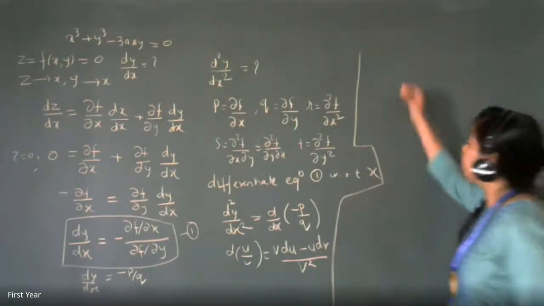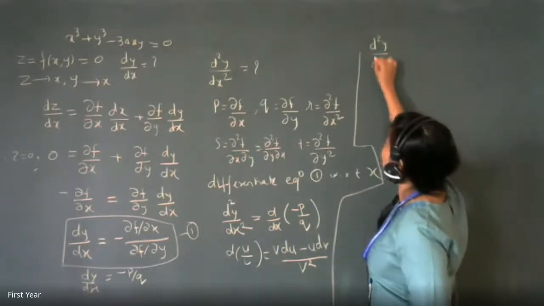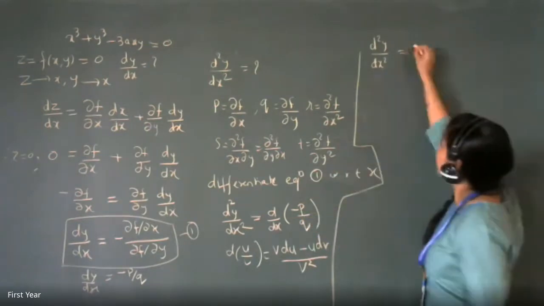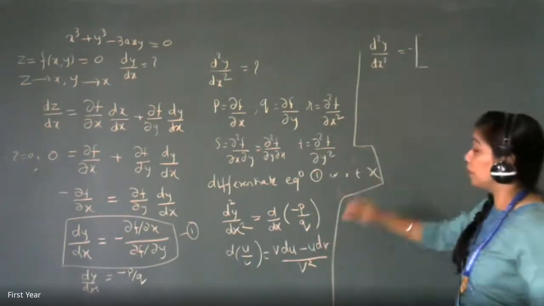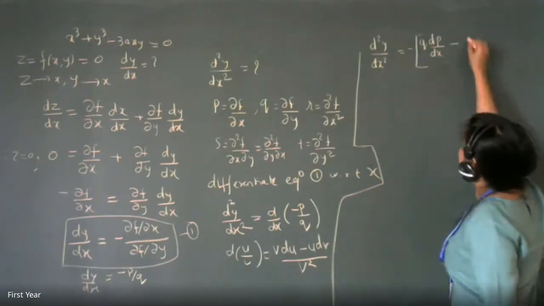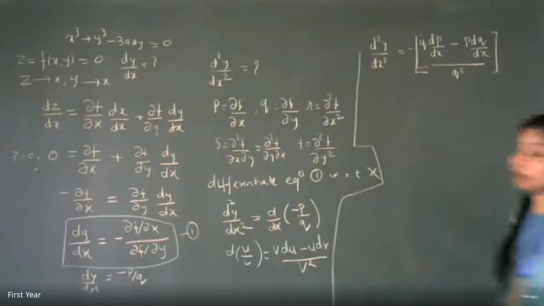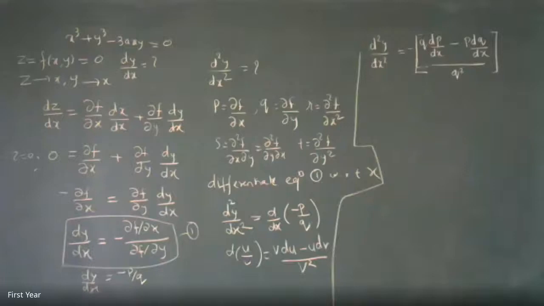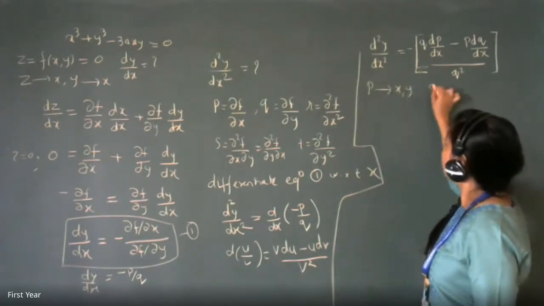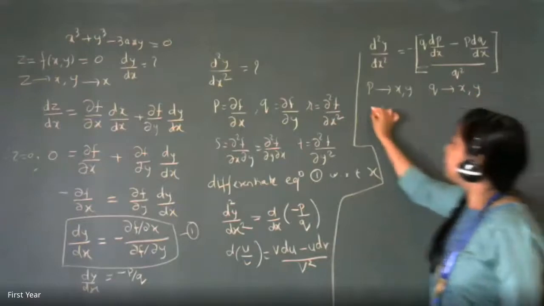That's why now d2y by dx square will become minus sign, I'll write outside because it is minus q by p. So it is q into dp by dx minus p into dq by dx divided by q square. Is this okay? Everyone? Yes ma'am. Q into dp by dx minus p into dq by dx upon q square. But p is again depending on xy. Q is also depending on xy. So what will be dp by dx?